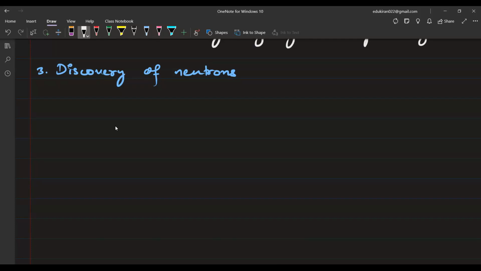Now, right here, discovered by, do you know the name? Chadwick. Important point to note down is that the discovery of neutron was quite late. It was around late 1920s and all. The reason is that neutrons are not charged species, so it was very difficult to detect neutrons because they were not charged. Okay. So please write, this was very late.